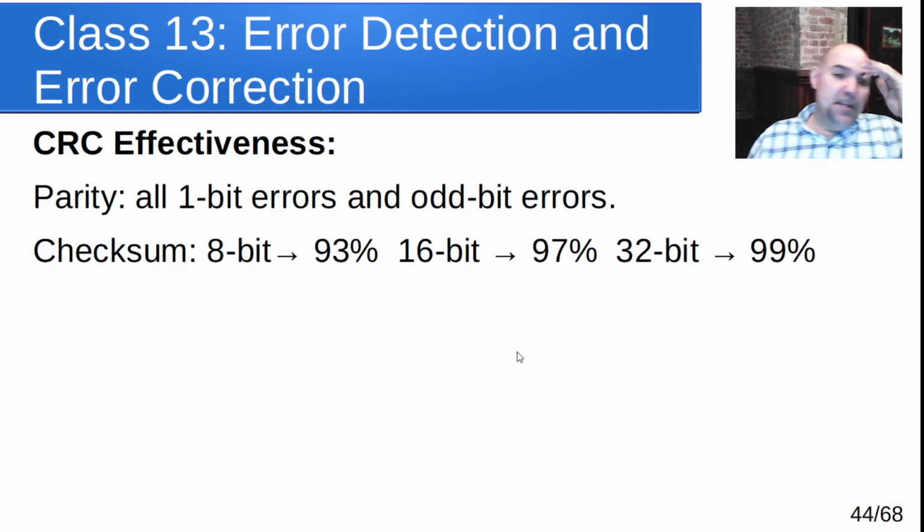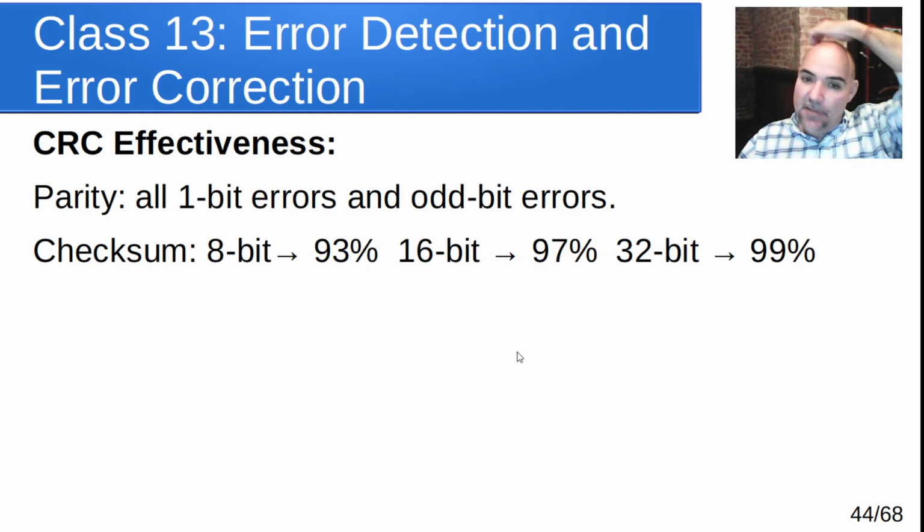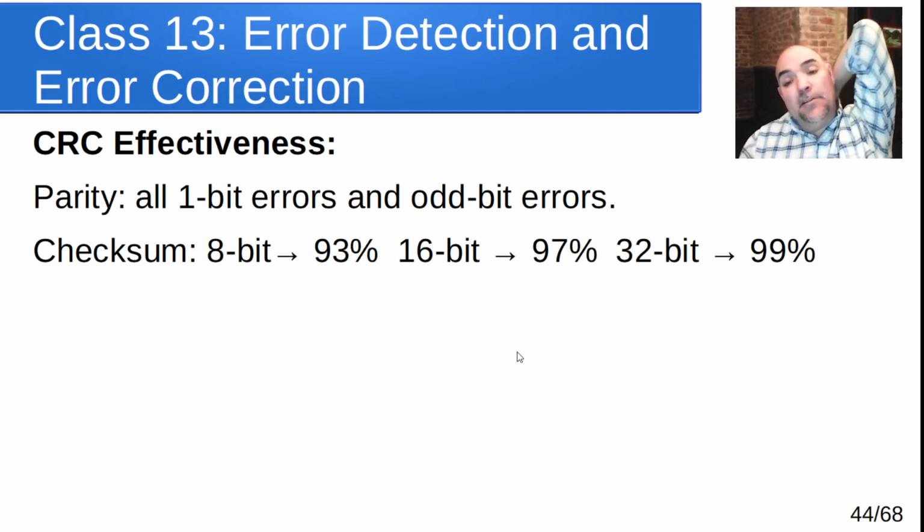All right, so how effective are CRCs? Well, let's look at the other 2. First off, parity, if you remember, will catch all 1-bit errors and odd bit numbers of errors, but even bit numbers of errors it'll miss completely. Checksums, an 8-bit checksum is 93% effective, meaning it'll catch 93% of errors, but that leaves a whopping 7% of errors that will just go undetected. 16-bit checksums are about 97% effective, and 32-bit checksums are about 99% effective.